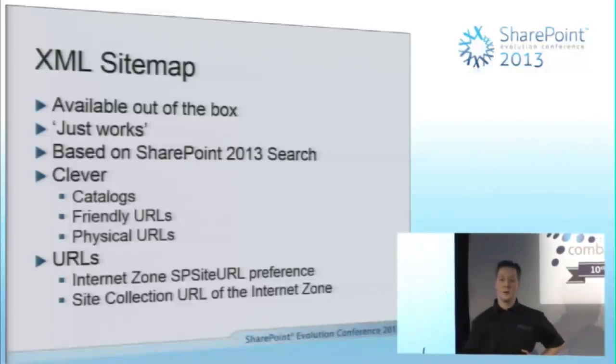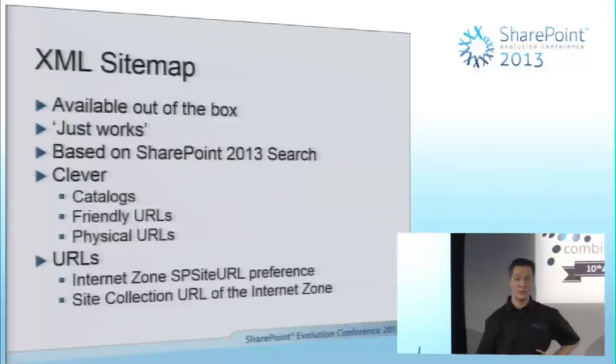If you take into account all the ways in which we can publish content in SharePoint 2013, like catalogs, like friendly URLs, physical URLs, or we can even have those things mixed and matched, nevertheless, SharePoint 2013 XML sitemap is going to pick all those things up. For building the URLs, SharePoint 2013 XML sitemap will first try to resolve the SPSiteURL map to the internet zone. That is, of course, if your site collection is a hostname site collection. If there is no URL mapped to the internet zone, it's going to pick up the URL from the default zone.